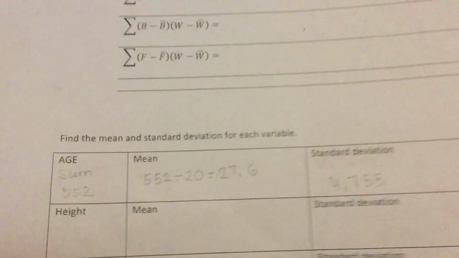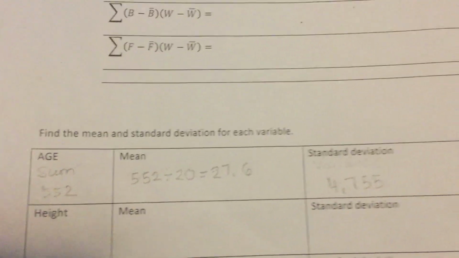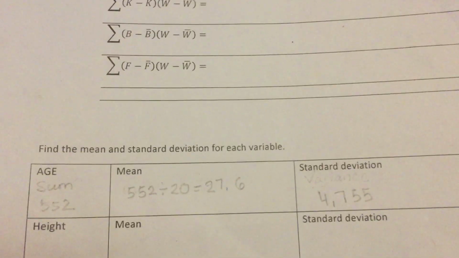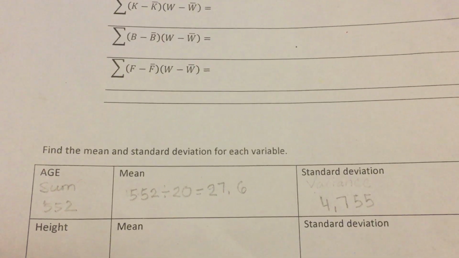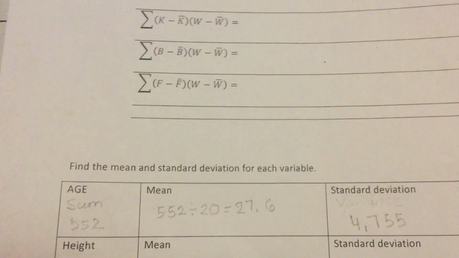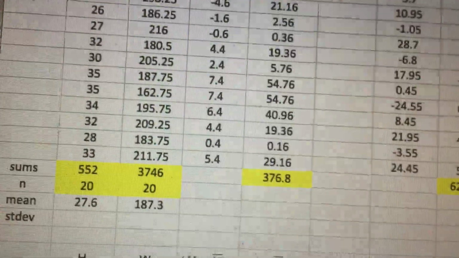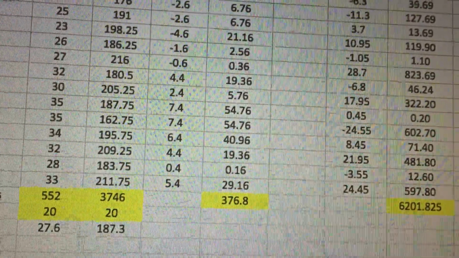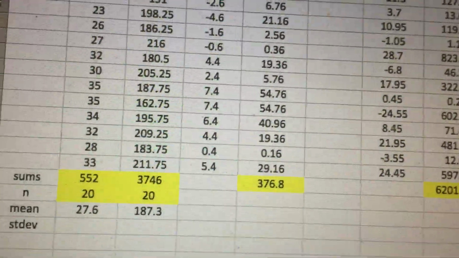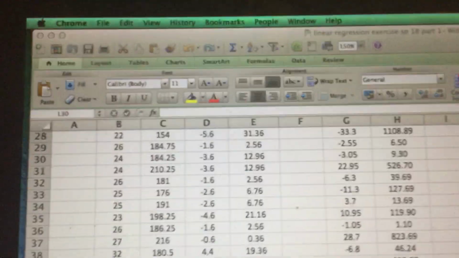Anyway, then we're going to come down here, and this is where things are going to get a little bit more complicated. Find the mean and the standard deviation for each variable. So what is the total sum of age? I'm assuming that's what they want, the total sum. So we've got the total sum of 552. Now what is the mean? The mean is the sum divided by the count. That's how we get the mean, for the age, for the section with A.